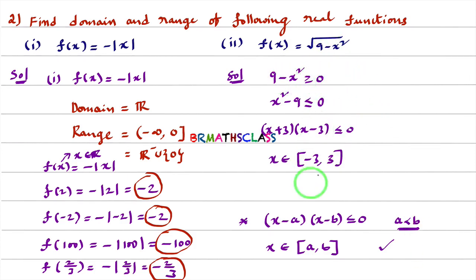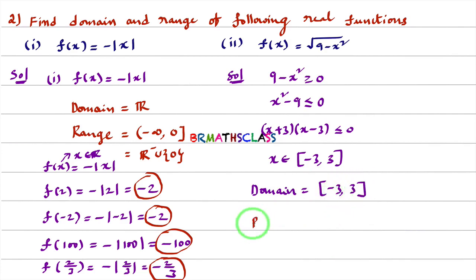If you want, you can check. So what is the domain of this function? The domain of this function is the closed interval [-3, 3]. Now we need to write the range of this function. Students find it difficult to understand what its range is. Actually it is easy if you know the definition of range.